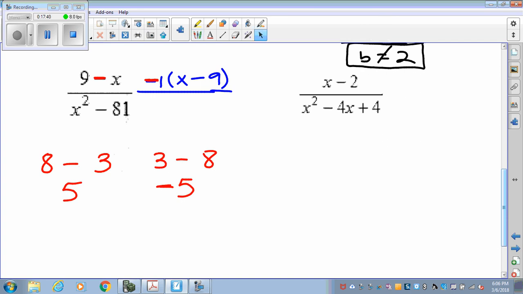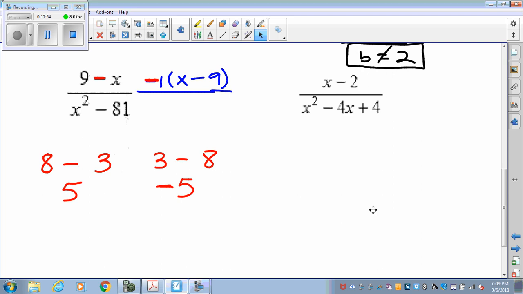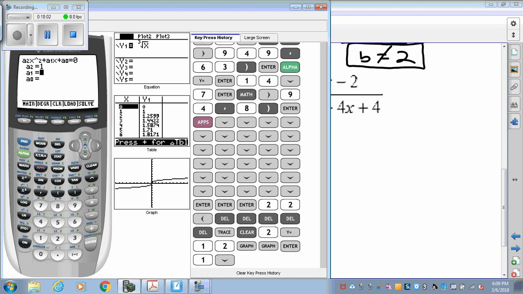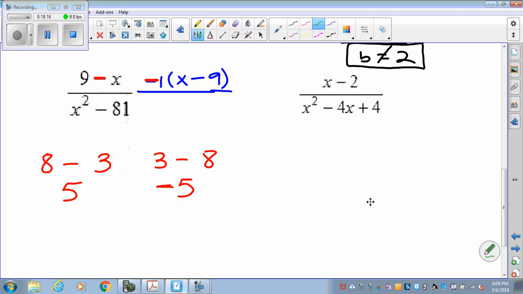So now I'm going to factor x squared minus 81. I'm going to put that in Polynomial Root Finder, so that means my A2 is 1, and I've got a -81 for C. There's no middle term, so that's a 0. And -81 is C. And now I'll hit solve. All right, so my two factors, I got -9 and +9. So I have x minus 9 and x plus 9.